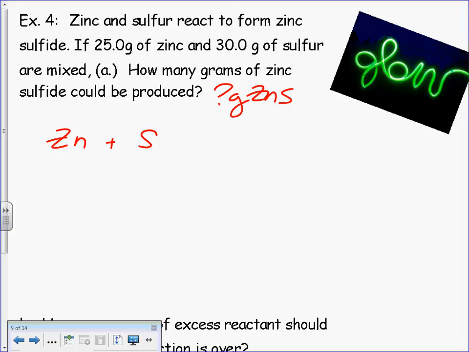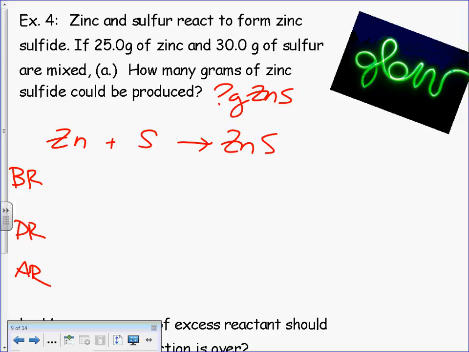All right, so that forms zinc sulfide. Guess what? It's a 1-to-1-to-1 ratio. Fantastic. Okay, so what I'd like for you to do is start trying to get used to this before reaction, during reaction, and after reaction table. Because sometimes you will literally have to calculate 4 things from one problem, and the table does all of it for you if you keep it organized.